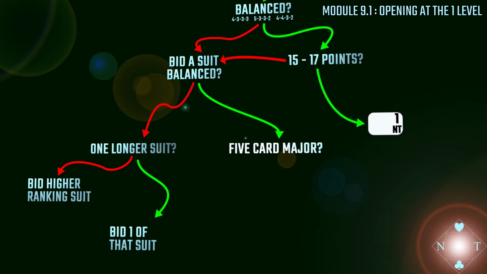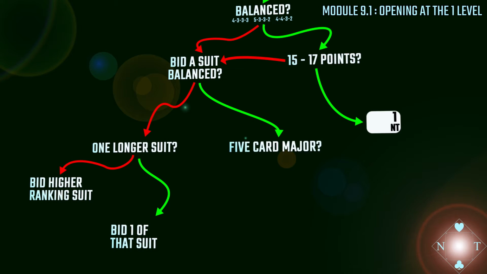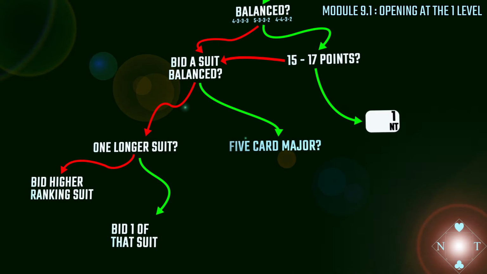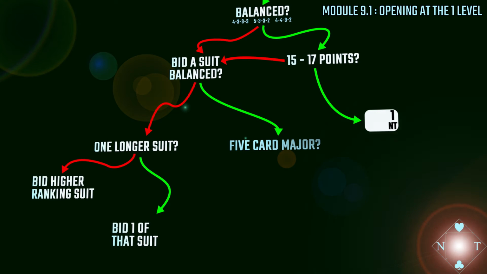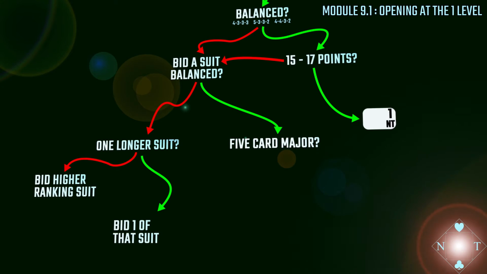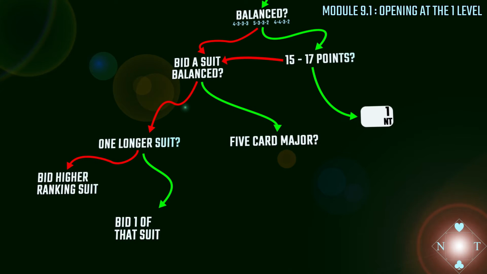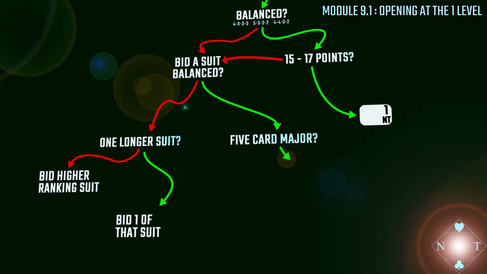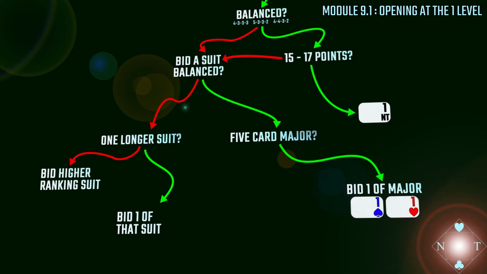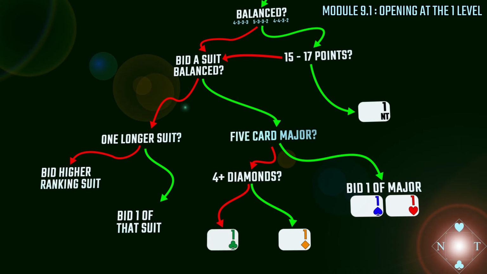Think of the number of cards you need to have to open a suit as decreasing with the suit rankings. So, for 1 heart and 1 spade, you need at least 5 cards in the suit you bid. For diamonds, you need at least 4 cards, but for clubs, you need just 2. So, if you have a balanced 5-3-3-2 shape with a 5-card major, bid 1 of that suit. If that is not the case and you have 4 diamonds, you bid 1 diamond. Otherwise, it's time for the frequently used 1 club bid.